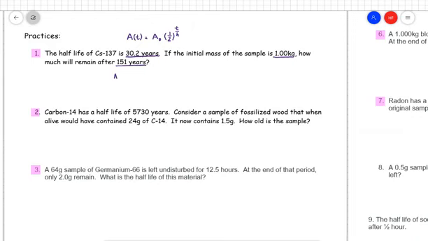So our end amount is what we're looking for. So how much will remain? We're looking for the end amount. So that means we have to have everything else. Our initial amount is 1. Then we'll always have 1/2 since we're dealing with half-life. T is the amount of time that is passing. And h is the half-life of whatever we're working with.